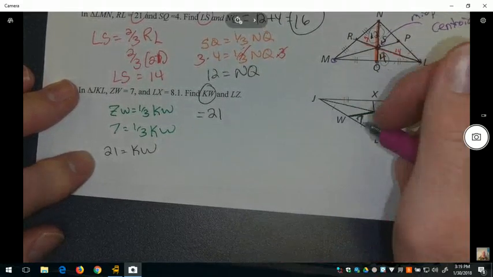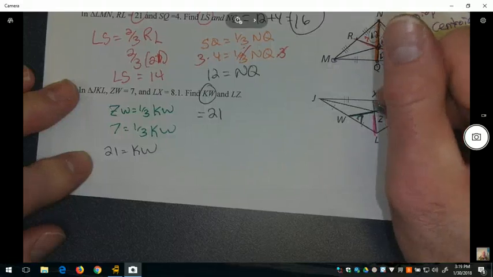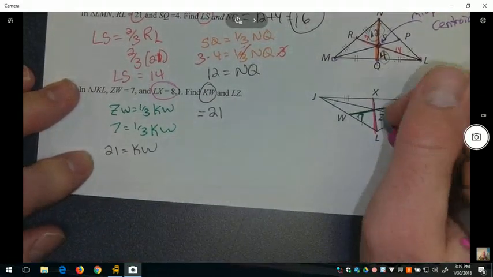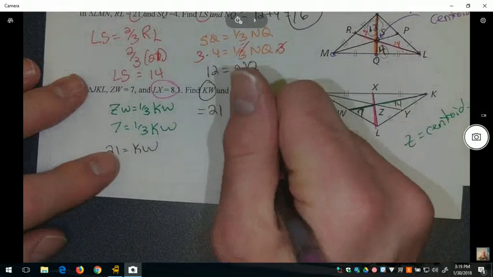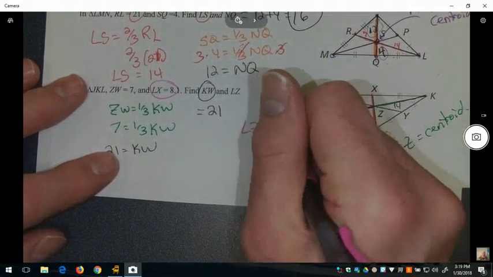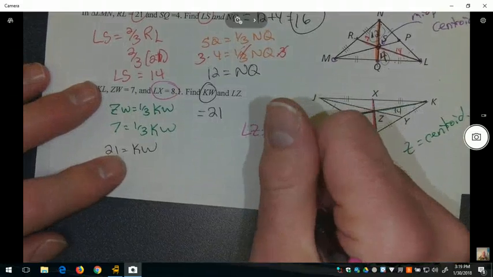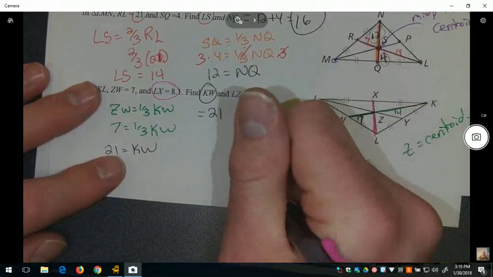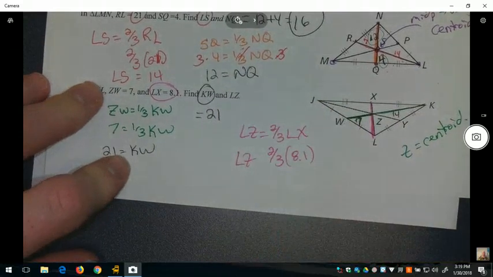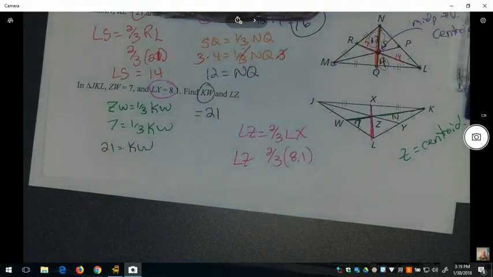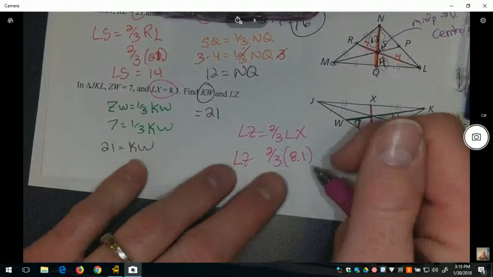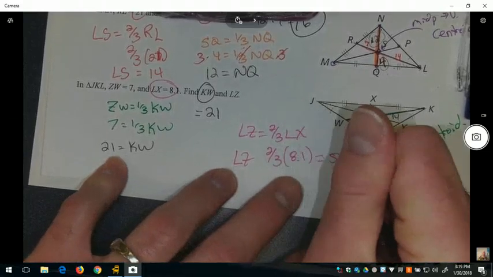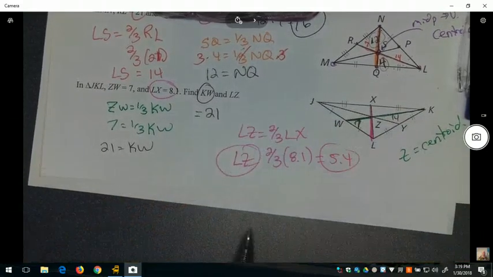We're also asked to find LZ. LZ is a piece of LX. They tell us that LX is 8.1. So LZ is the longer piece. It is 2/3 of the whole thing. The whole thing is 8.1. So 2/3 of 8.1, or 2/3 of 81 divided by 10. That's going to be 5.4. That would be 54 divided by 10. 5.4. So now we know the lengths of the pieces that they asked us to find.